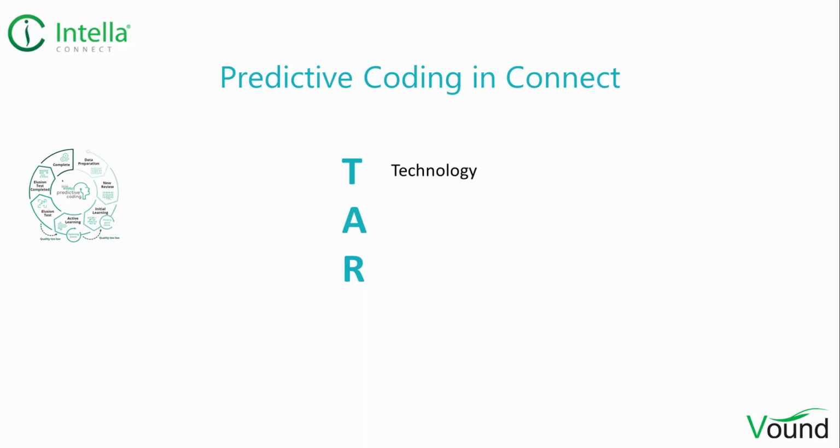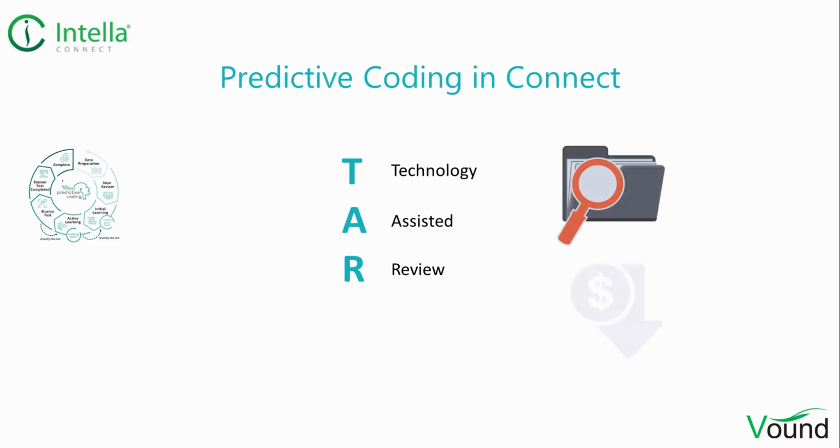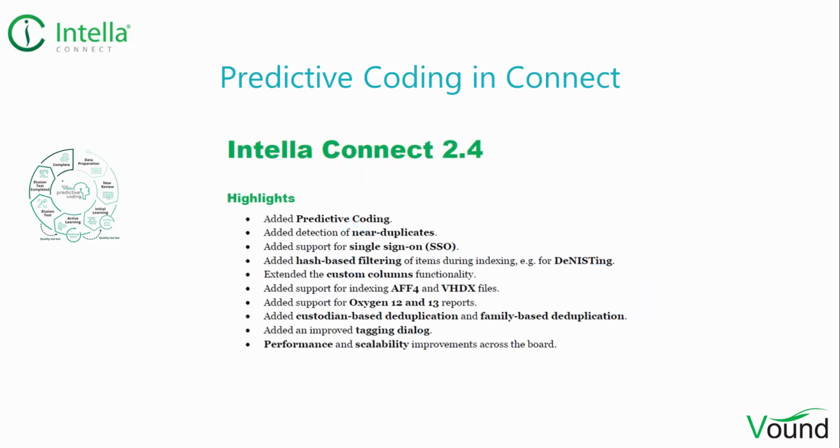TAR stands for Technology Assisted Review and refers to the use of computer algorithms to identify and tag potentially responsive documents in the review phase of electronic discovery. The benefit of using TAR is that it can help speed up the review process and reduce the review costs associated with large discovery matters. Predictive coding was added to IntelliConnect in version 2.4.